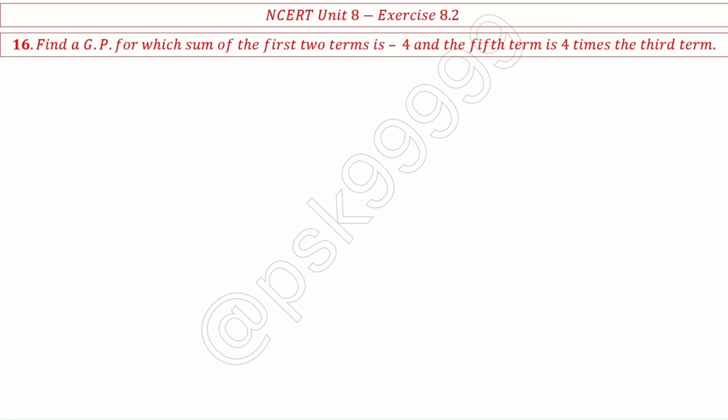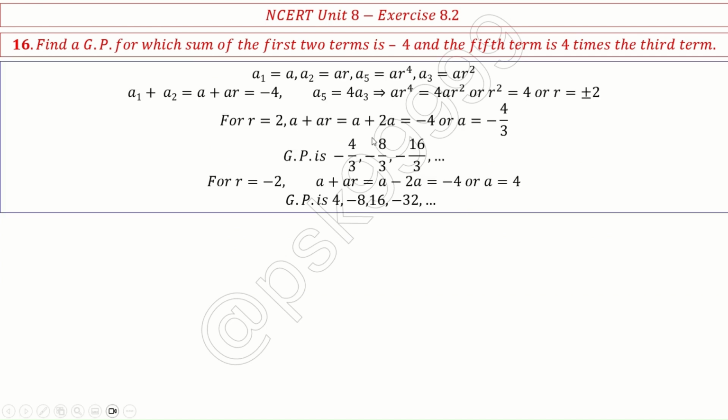Next, find a GP for which sum of first two terms is -4 and fifth term is 4 times the third term. Okay, so yeah, this is straightforward.